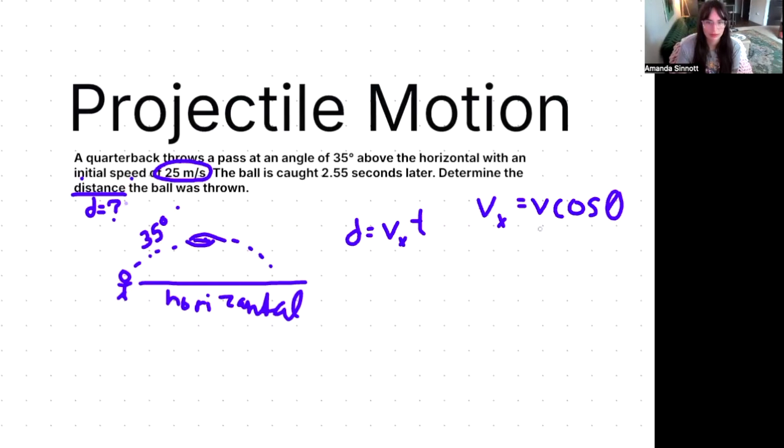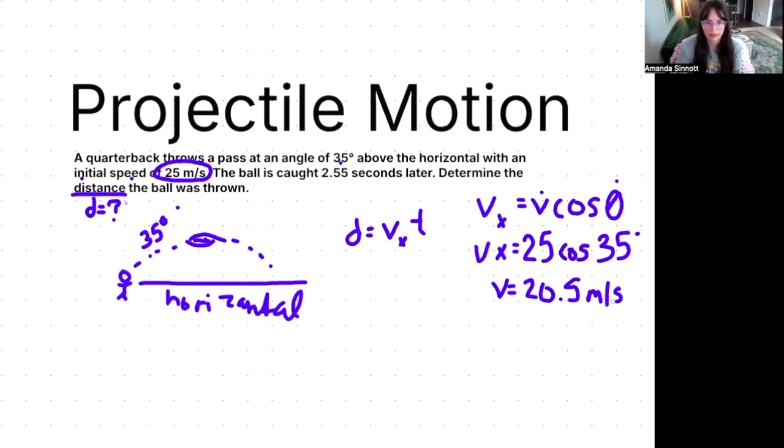So let's fill this in. For the velocity, we put in our 25 right here. We're going to do our cosine on our calculator. This 35 is our degrees. This circle with the dash in it is where our degrees go. So type that in your calculator and you should get 20.5 meters per second. So now we know the horizontal velocity.